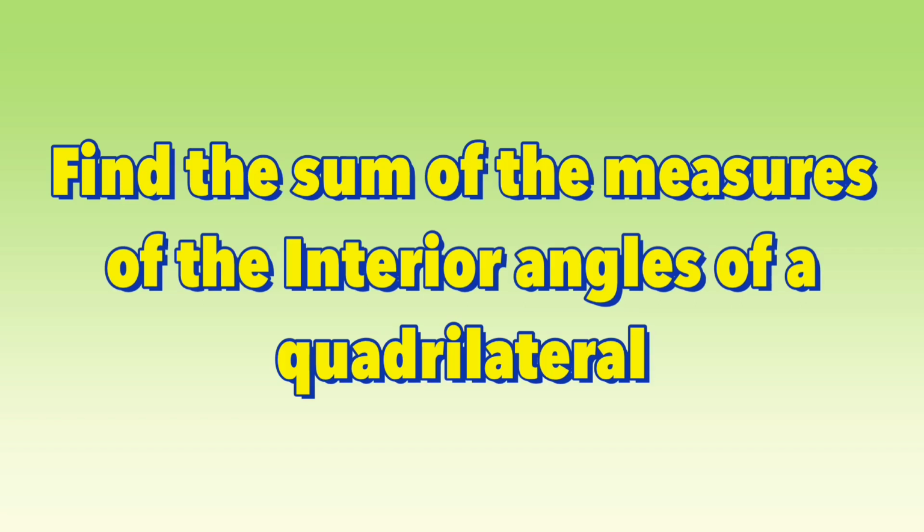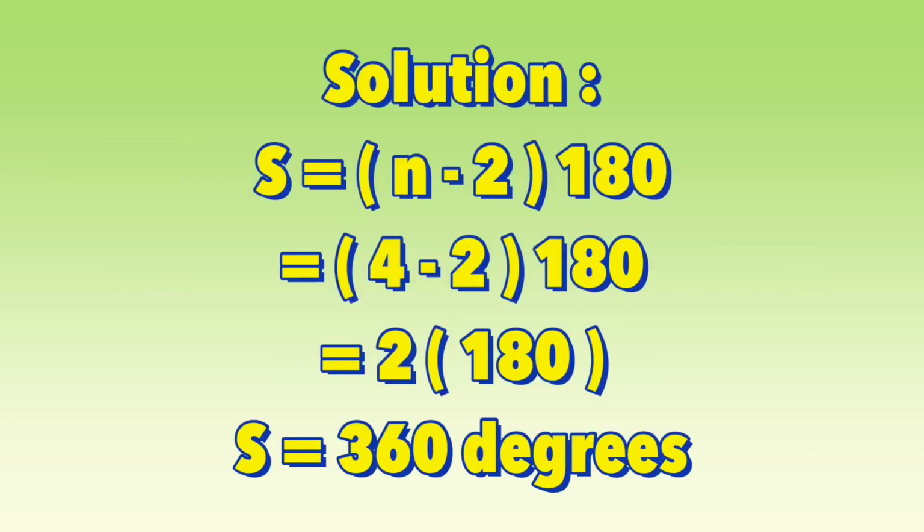Okay, the second problem: find the sum of the measures of the interior angles of a quadrilateral. A quadrilateral has four sides. So our solution to find the sum of the interior angles: S equals n minus 2 times 180. We substitute 4 for n because a quadrilateral has four sides, so 4 minus 2 times 180. Then 4 minus 2 equals 2, times 180. So the sum of the interior angles of a quadrilateral is 360 degrees.